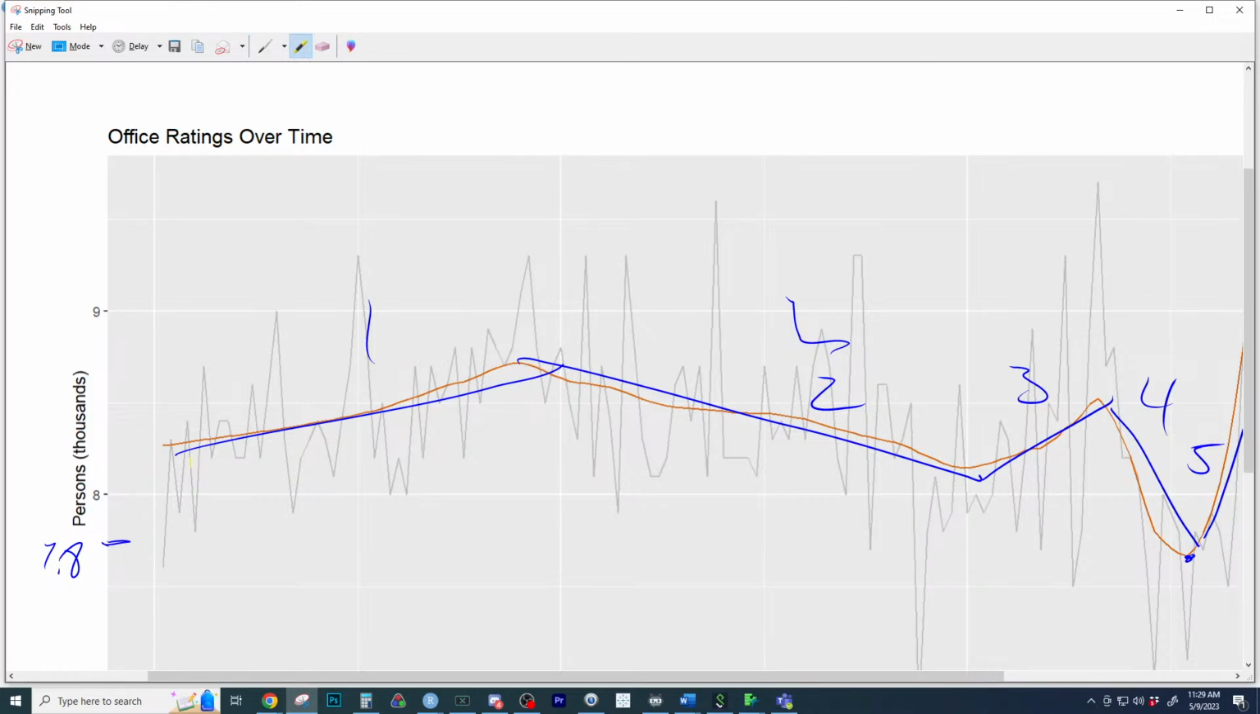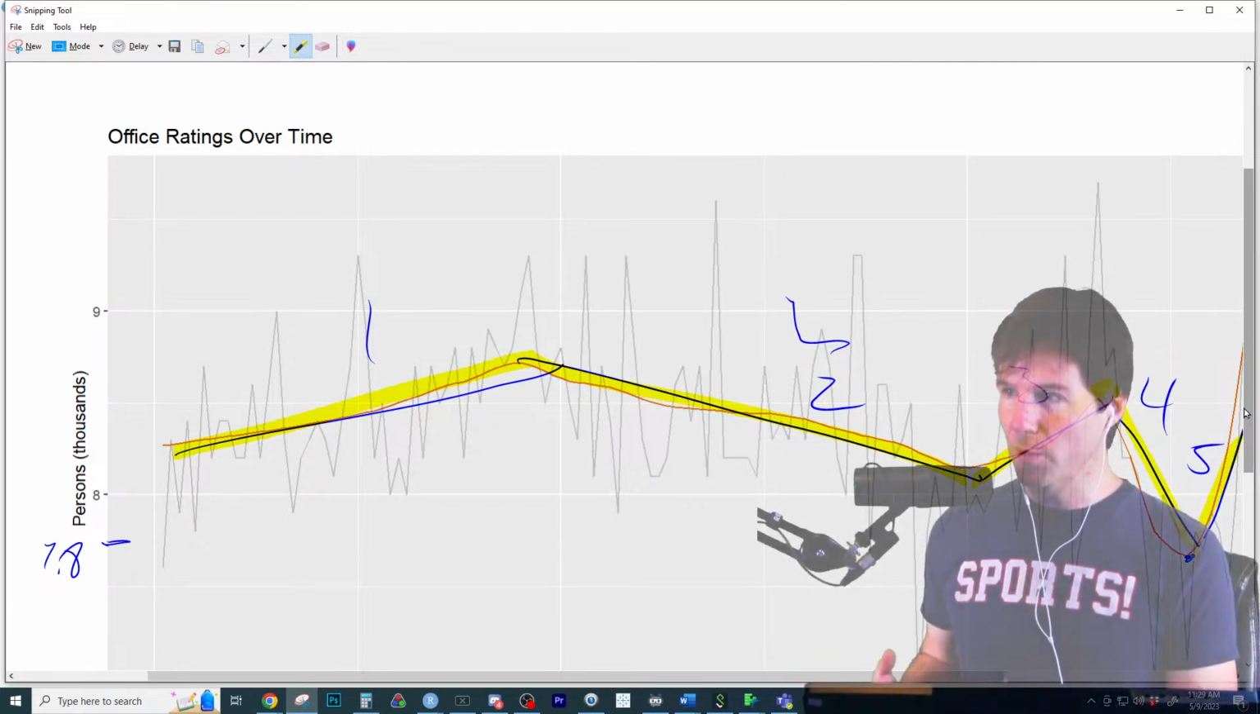We don't cover it in 201. We cover it in 474. You do one piece right here, one piece right here, one piece, one piece. There's algorithms we have to do this where we try to optimize it. But yeah, so that's called piecewise linear regression.